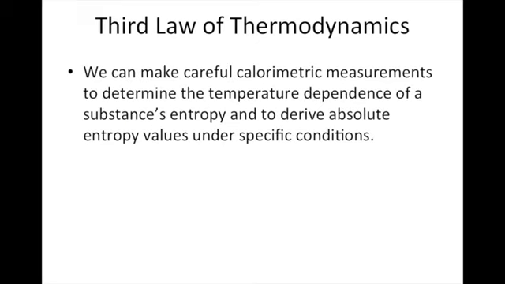So we can determine the absolute entropy of a substance if we make careful calorimetric measurements. We can experimentally determine the temperature dependence of a substance's entropy, and using this relationship we can derive the absolute entropy values for a substance. So we can tell the absolute entropy value for water or carbon dioxide at a specific temperature.